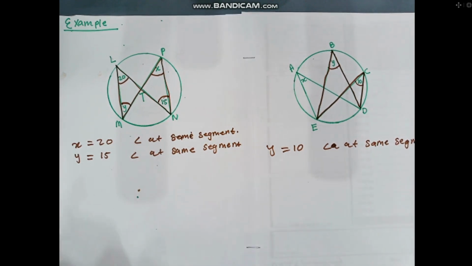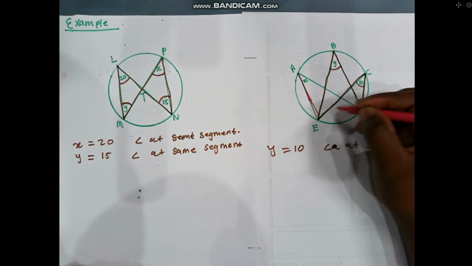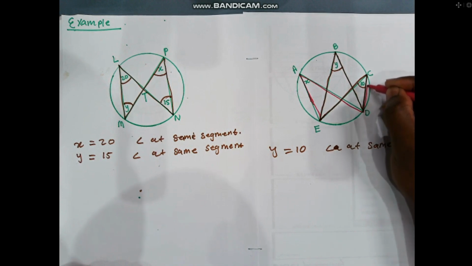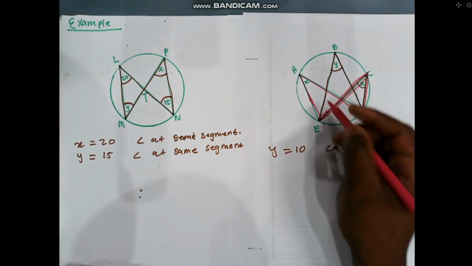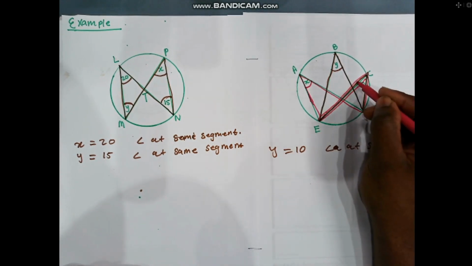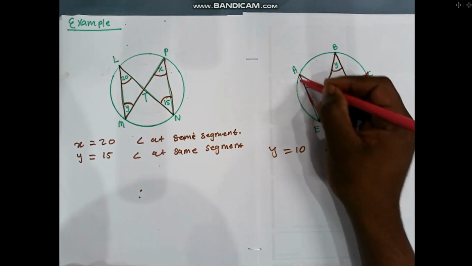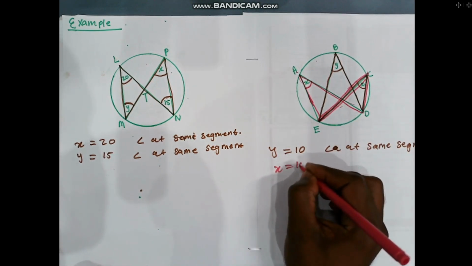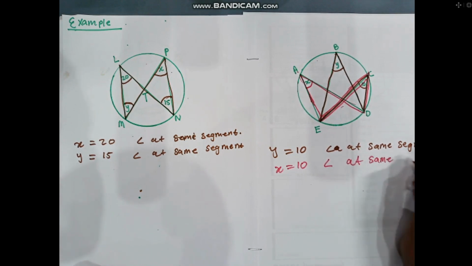And after that, you can look at this one where it's x. The shape is also very important. This one now, it's also the same as this one. I hope you see the shape from here. Here, where x also is equal to 10, same reason, angle at the same segment.